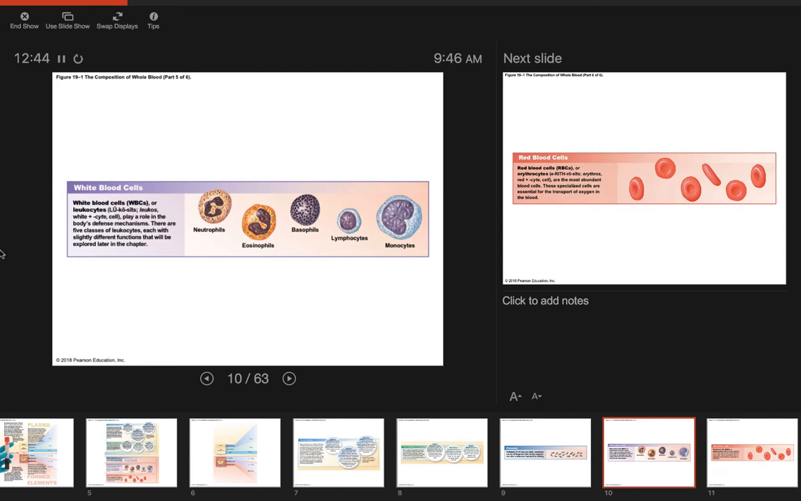And then we have the white blood cells. There are five different types of white blood cells, so we're going to go through each one, and you're going to have to know just a little bit about each one. White blood cells help to protect your body against foreign cells or foreign toxins. Any toxins or foreign cells, the white blood cells are going to destroy. Another name for white blood cell is leukocyte. Leuko means white, cyte means cell, so leukocytes. And we have neutrophils, eosinophils, basophils, lymphocytes, and monocytes, and we're going to talk about all of those and what they do.